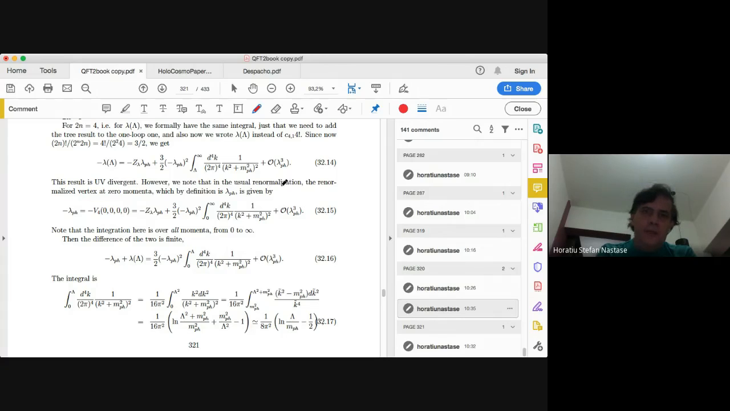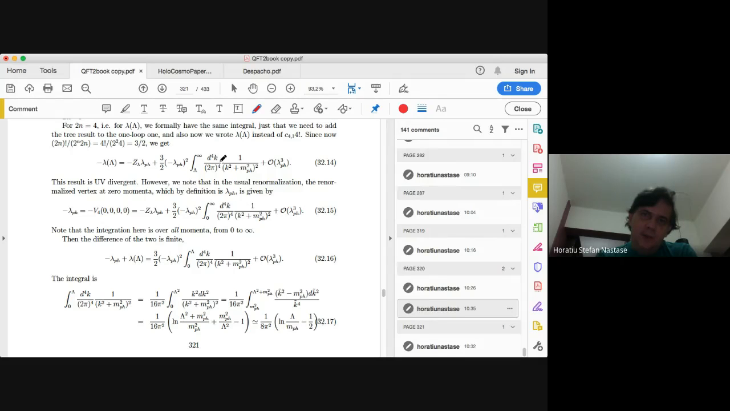However, we did the renormalization by defining the normalization condition at 0 momenta. So minus lambda physical was minus the 4 vertex at 0 momentum, 0, 0, 0, 0. And so I substitute this in here, and it says that for lambda equal to 0, I have minus lambda physical equal to minus z lambda phi physical plus 3/2 plus all of this for lambda equal to 0. Okay, and then the difference between the two is finite.